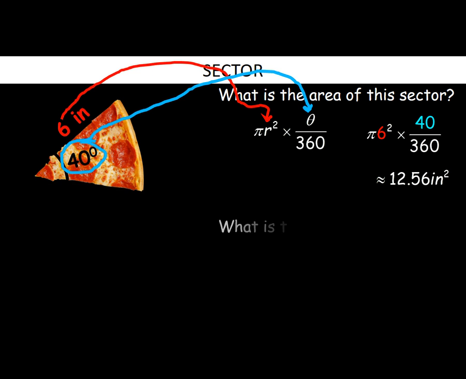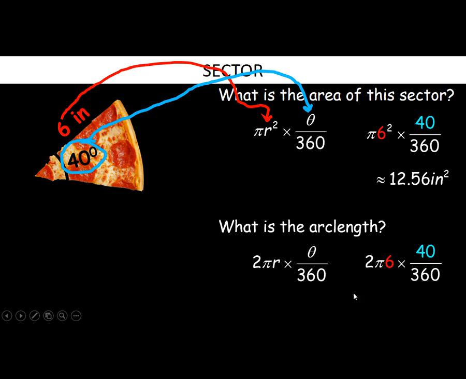Next, we're doing the same thing. What about finding the arc length? Okay, arc length has basically the same idea here. We're going to take the circumference of the whole pizza, but we only want 40 out of 360 degrees. So we're going to multiply by 40 over 360. So again, we have this big ugly formula, but all we got to do is plug in the radius for r and our angle for this theta symbol, and it becomes 2 times pi times 6 times 40 over 360. If you do that right, you get 4.19 inches.